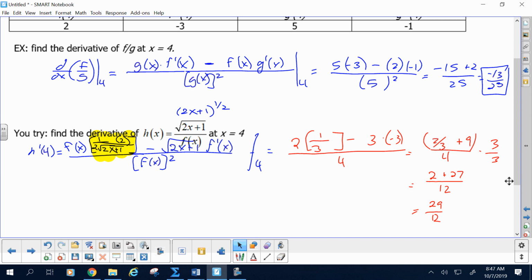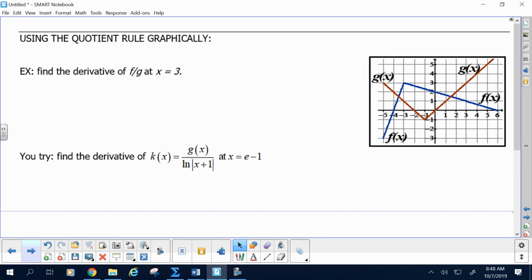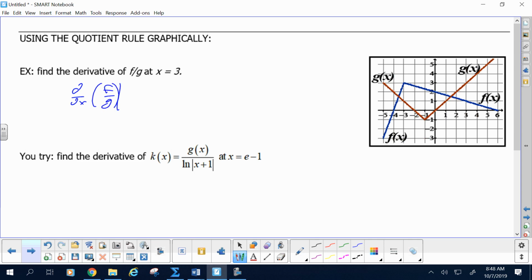Okay, let's do a graphical type quotient rule. So, the derivative of f over g at x equals 3, I would say that this way. I'm going to take the derivative of f over g at 3. So, by quotient rule, before I start pulling from the graph, I'm going to get my derivative intent ironed out. Low, g, d high, f prime, minus high, f, d low, g prime, over the square of what's below, g squared. All right, so here we go.